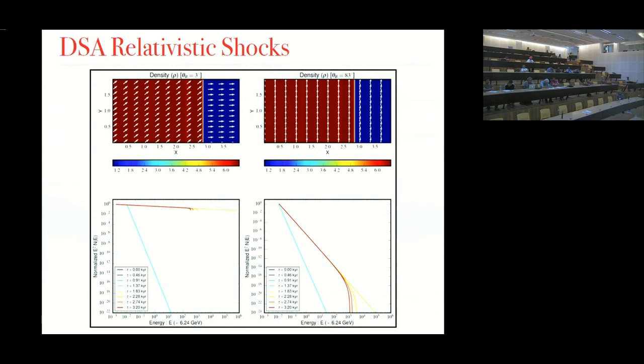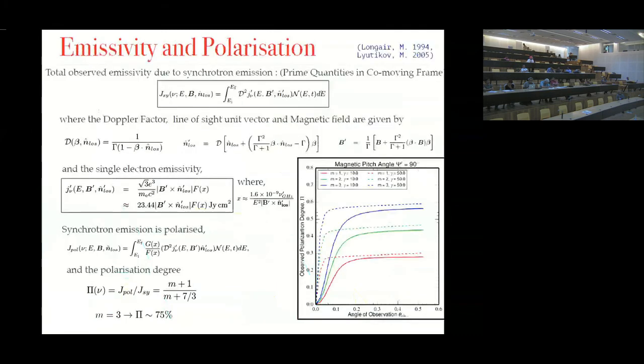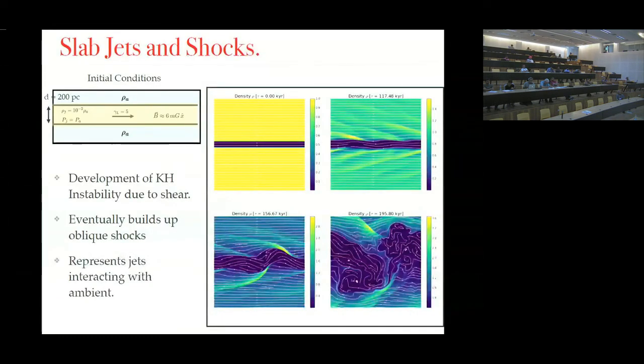So we take this setup and apply it to a very simple problem, what we know as the slab jets or shocks. Again, the setup is very simple. We have an underdense medium in Cartesian coordinates, with a width of about 200 parsecs, which has the same pressure as the ambient medium. This material is in a periodic box and is thrown with a Lorentz factor of 5. And the magnetic field is much higher than what we saw before because these regions are very close to the black hole. As a result, what you see is the development of Kelvin-Helmholtz instability because of the velocity shear between the two flows.